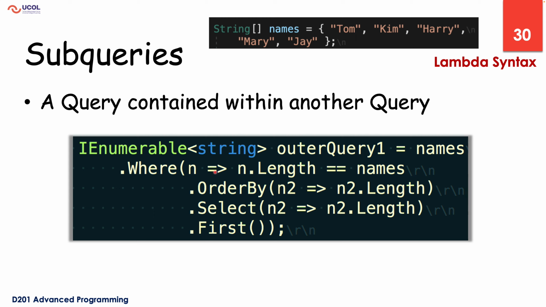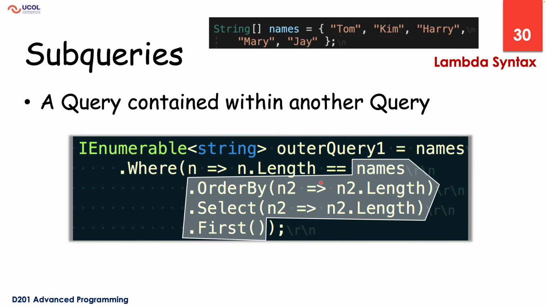Here we say n where names.Where(n => n.Length == names.OrderBy(n2 => n2.Length).Select(n2 => n2.Length).First()). So again we are saying names, then applying OrderBy n2.Length, then Select n2.Length, and First. So we are applying that particular thing, and again it will give me back the result.